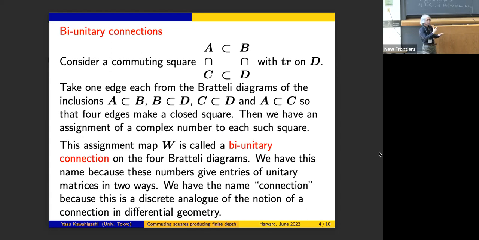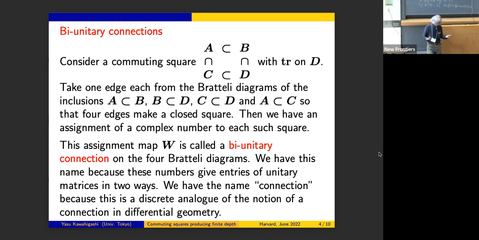And also for A in C, we have another graph. For B in D and for C in D, so we have 4 bipartite graphs. And then we take one edge each from these 4 Bratteli diagrams. Then we get a square by using these 4 edges. Then we take a closed square in this procedure, and we get an assignment of a complex number in this setting. So we choose 4 edges from 4 Bratteli diagrams, and from a combination of these 4 edges, we get a complex number. And this assignment is called a connection, a biunitary connection.